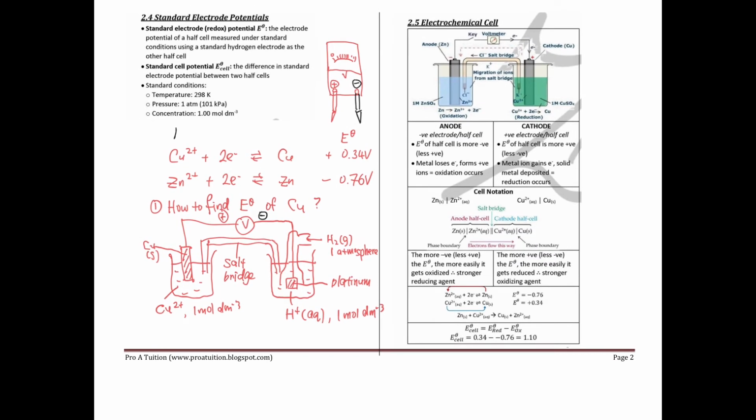We know that 2H+ plus 2 electrons become H2. The E theta is 0.00 volt. This is the value. So this contributes no voltage, and this one is 0.34.